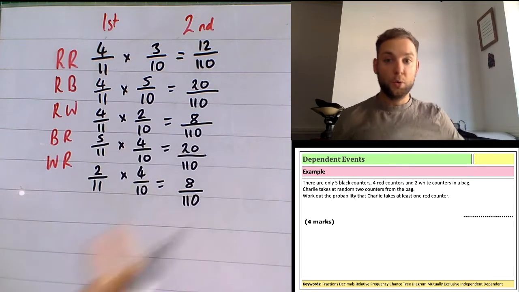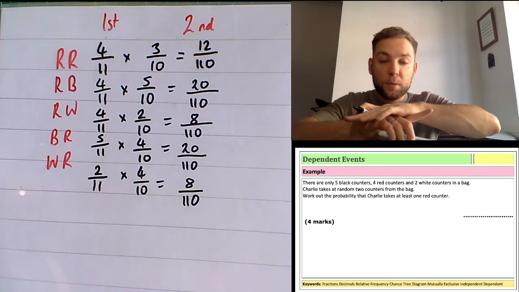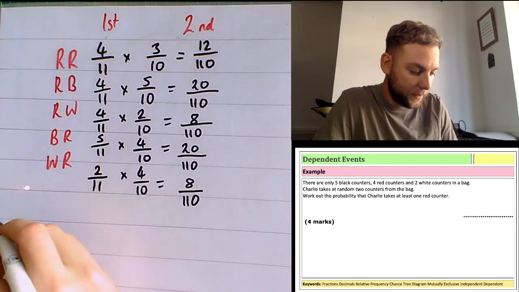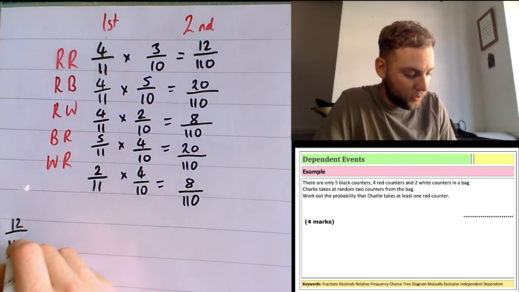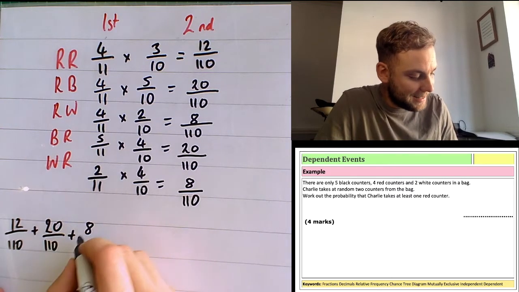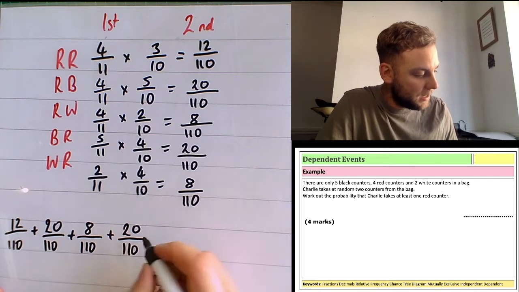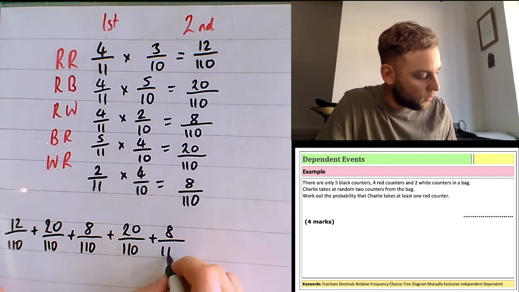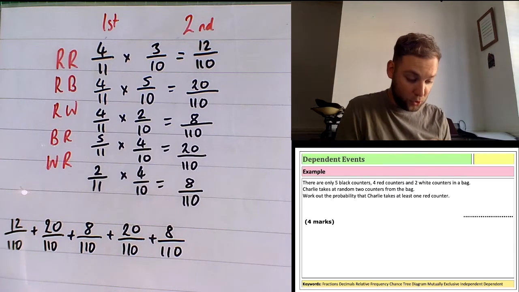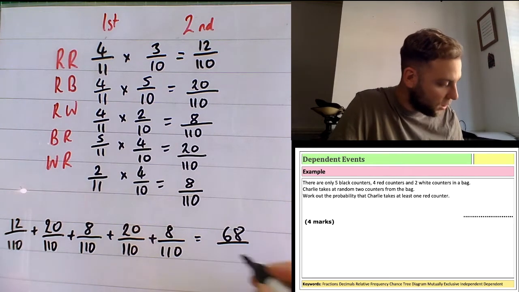110. Super. So we've worked out all of the different probabilities of picking one red. Now, if we want the probability of all of these together, then we add all of these together. So it's going to be 12 out of 110 plus 20 out of 110 plus 8 out of 110 plus 20 out of 110 plus 8 out of 110. So 12 plus 20 plus 8 plus 20 plus 8 is equal to 68 out of 110.